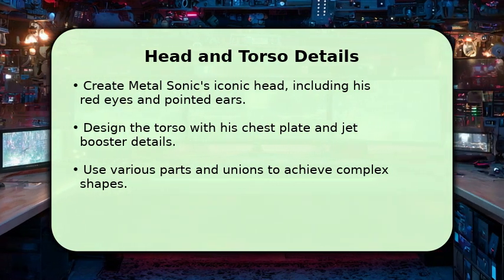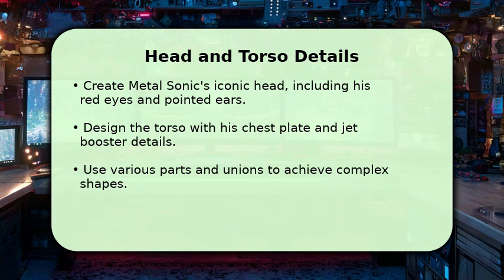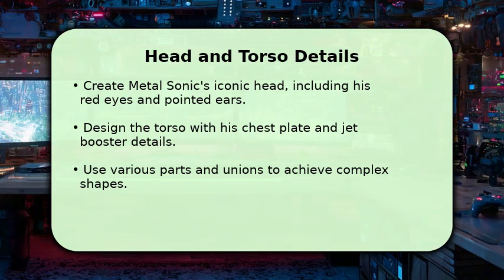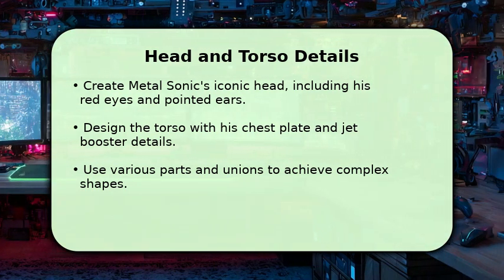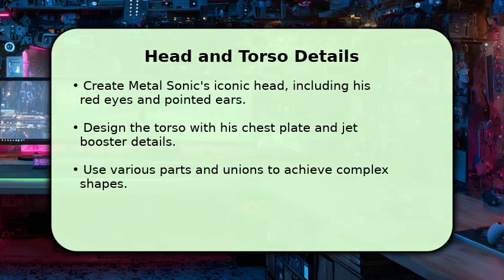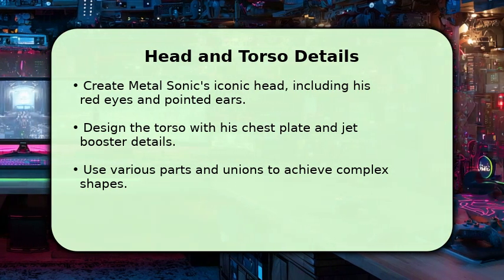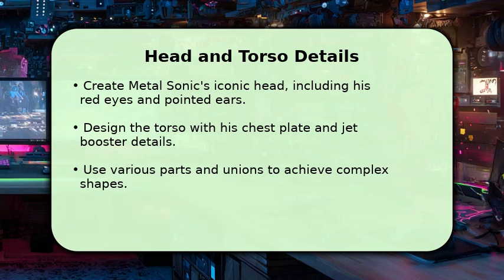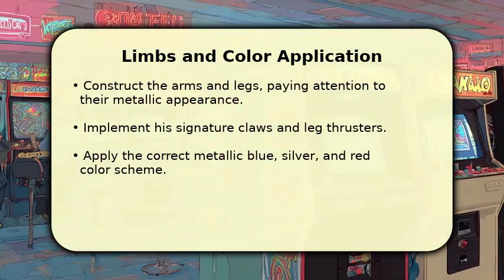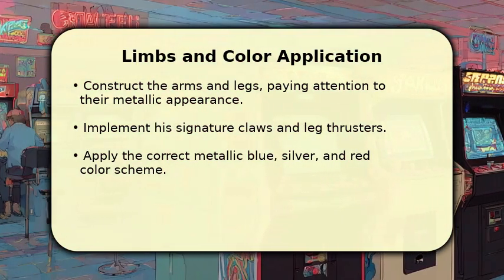Move on to the torso, adding his prominent chest plate and the jet booster on his back. You'll want to use a combination of parts and unions to achieve these complex, robotic shapes, ensuring they look smooth and integrated. Now let's move on to his limbs and the crucial color scheme.